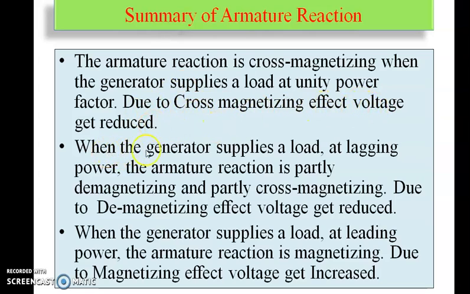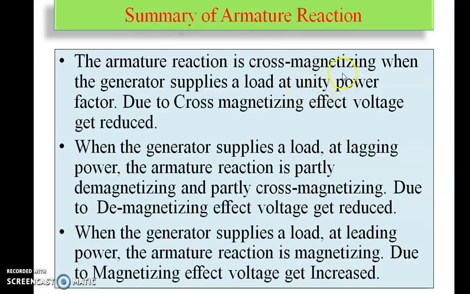Similarly, second one, when the generator supplies a load at lagging power factor, the armature reaction is partly demagnetizing and partly cross magnetizing. And due to demagnetizing effect, the voltage gets reduced. Again, now we can see that the armature reaction has a cross magnetizing effect, which always appears at the unity power factor load.